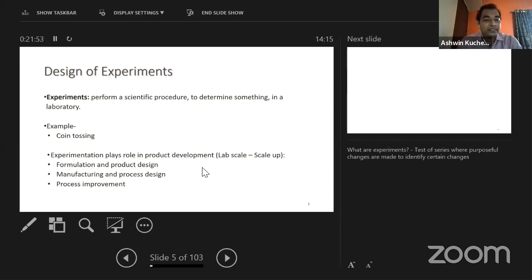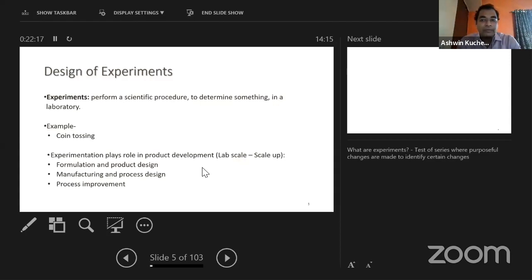Different process improvements: if there is something that needs improvement during the process, then during the intermediate development, the intermediate process, we need to improve the process so that the final product will not be hampered. So this is how the term experiment is defined. In short, a test or series of tests where purposeful changes are made to identify a certain change is called an experiment.